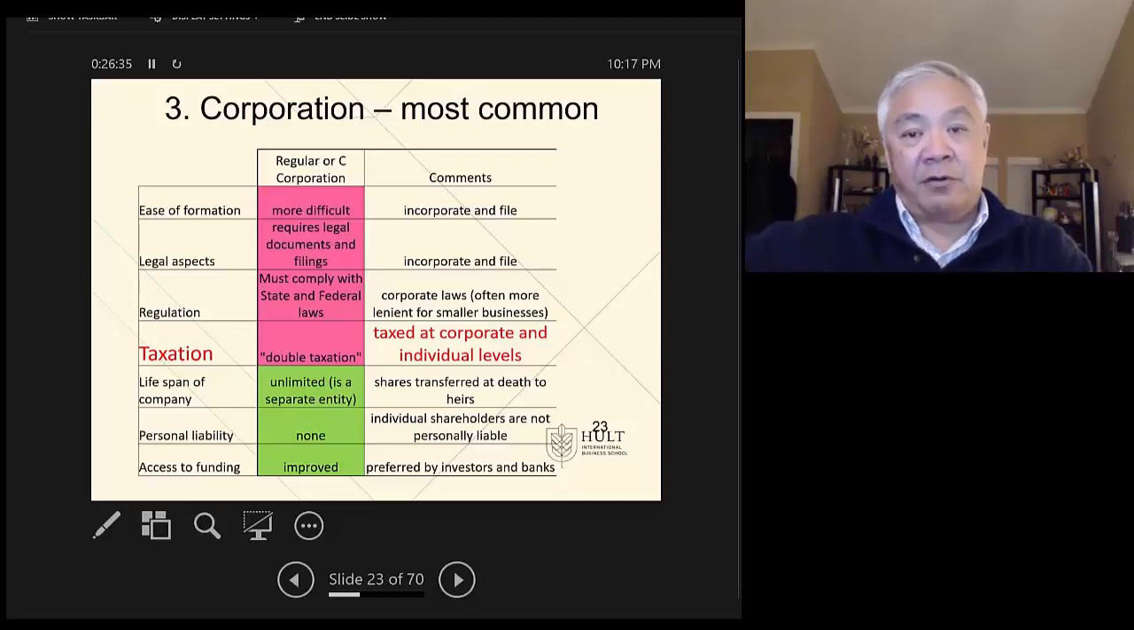Lifespan, this is a positive for a corporation. It is its own entity. It's not a person or a group of persons. It is an entity that has shareholders. So it has unlimited life.